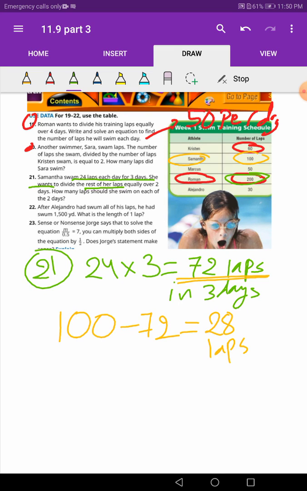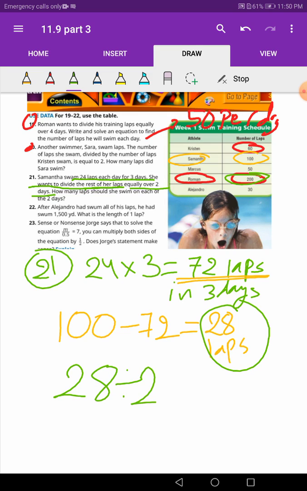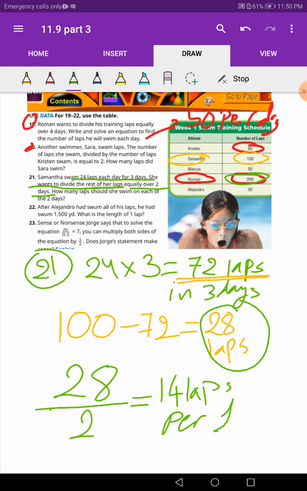So she wants to divide the rest of her laps, which means the 28, equally over 2 days. So the 28 laps equally over 2 days. Or I can write it in a fraction form. So 28 laps per 2 days means 14 laps per 1 day. Okay, I think that's enough for today.